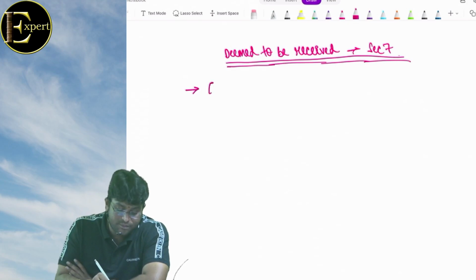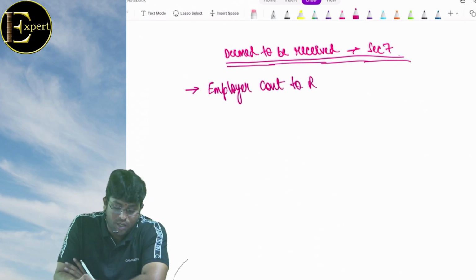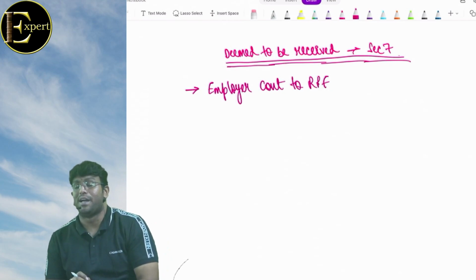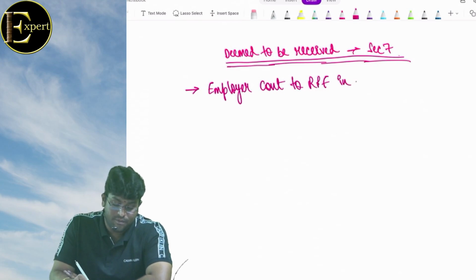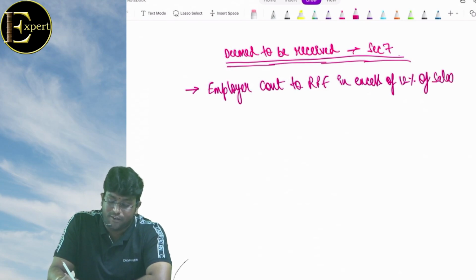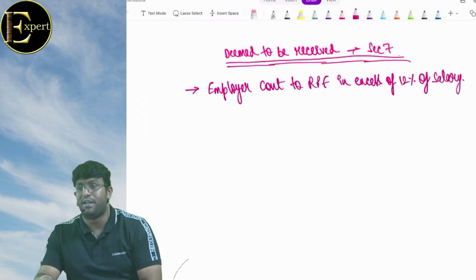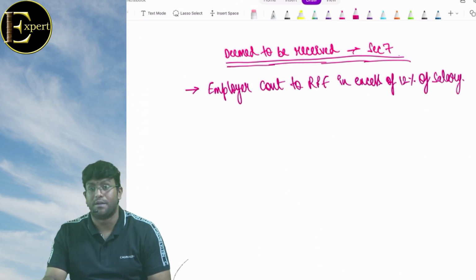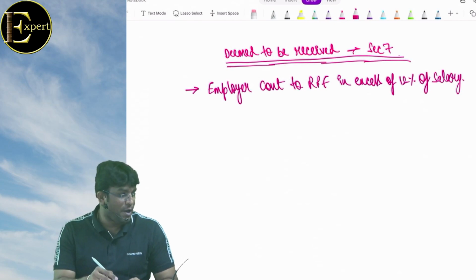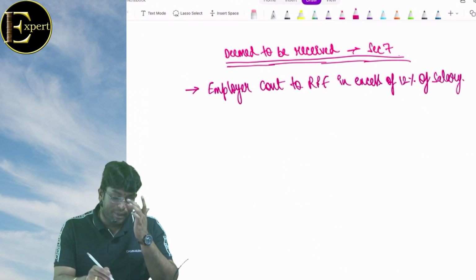Point number 1. Employer contribution to RPF. RPF stands for Recognized Provident Fund, which is recognized by Commissioner, in excess of 12% of salary. So if it's contributing 14%, 2% will become taxable. दोस्तों समझ में आ रहा है क्या? So please speak out. Sir, what was the first point? Employer contribution to RPF in excess of 12% of salary.